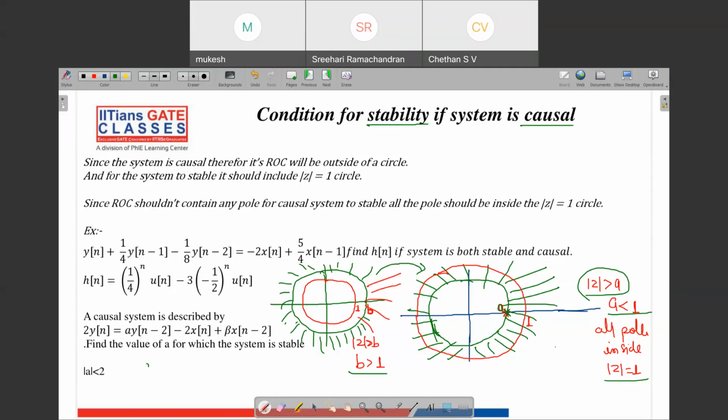So in summary, I can say that for a causal system, if the system is causal, then to be stable, all poles should be inside the z equal to 1 circle. Anyone has any doubt?